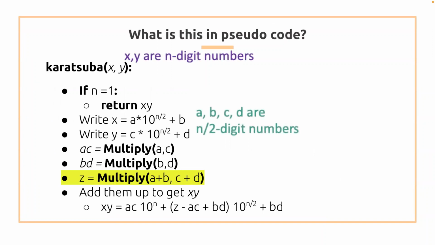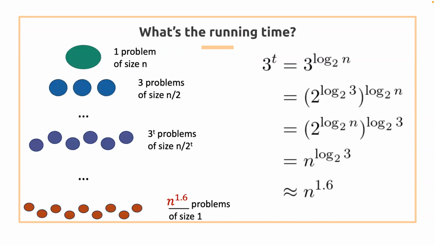So this is the pseudocode. The only thing that he changed is he said, instead of multiplying them first, I'm going to multiply A plus B and C plus D. And then I'm going to subtract them off at the end. So there might be some bugs in here, but let's move on. That was the only difference he made.